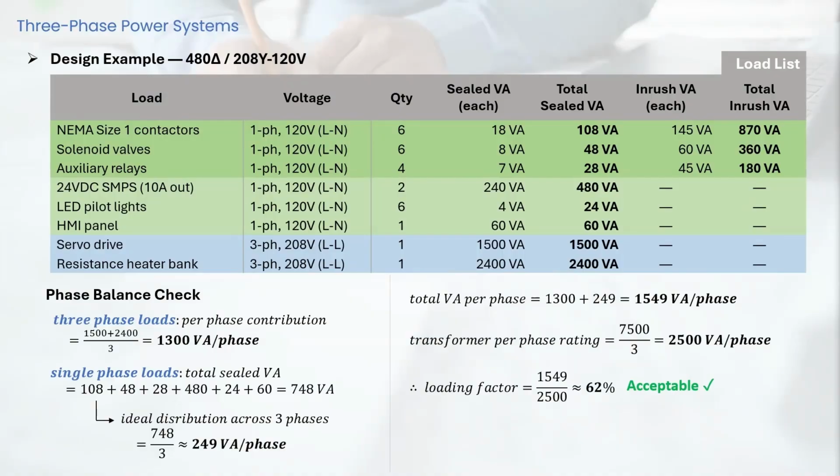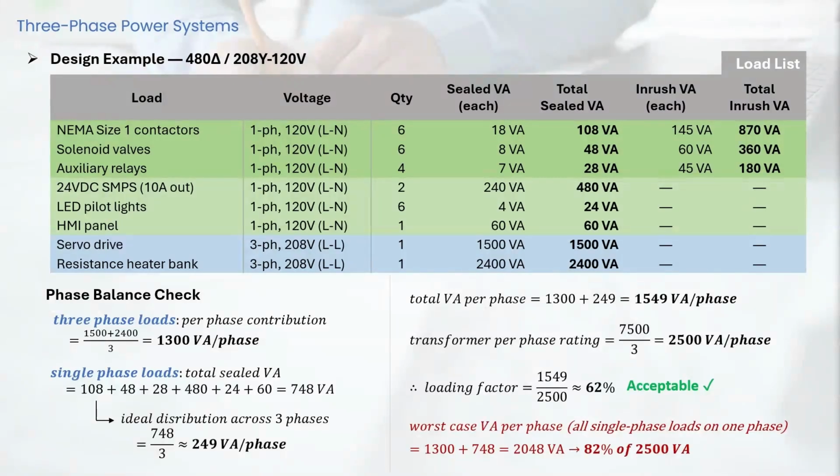Now what happens if instead of distributing the loads, we put all single phase loads on one phase? Let's check the worst case scenario. And looks like the total VA brings us to 82% of the transformer rated, which in this case will still work. Although this uneven loading will cause unequal copper losses between the windings, resulting in thermal stress and accelerated degradation on that one winding, which will affect the transformer life in the long run.